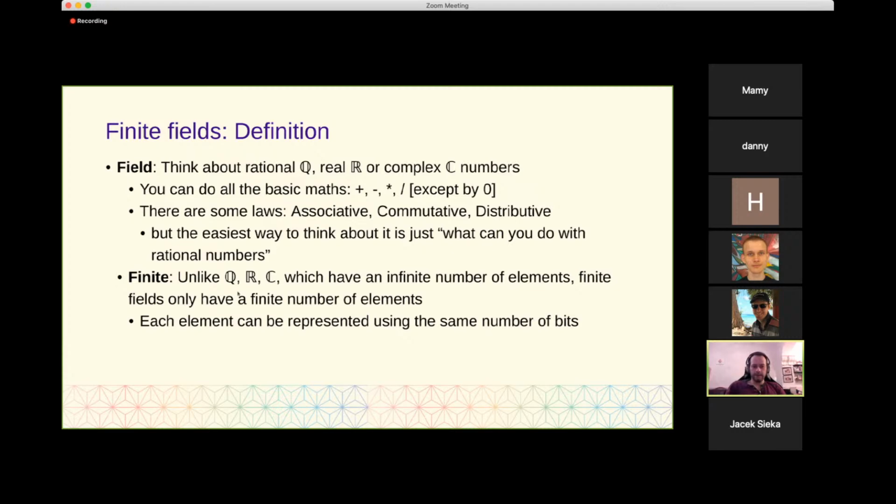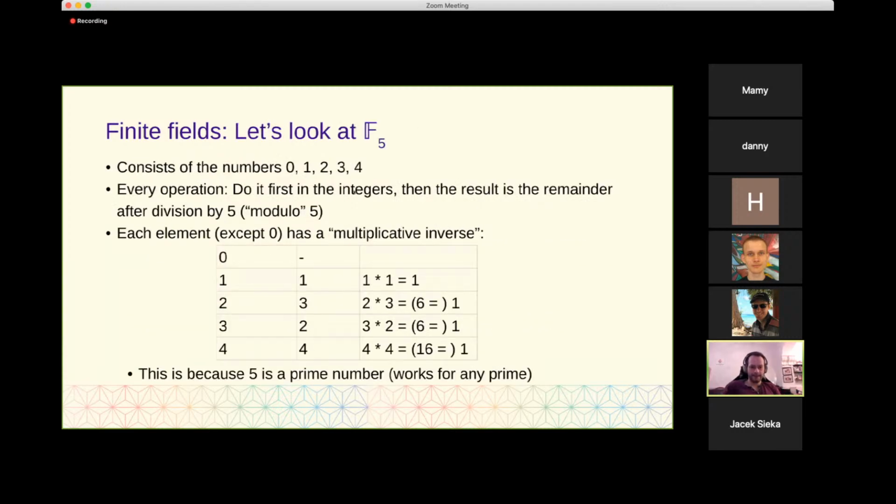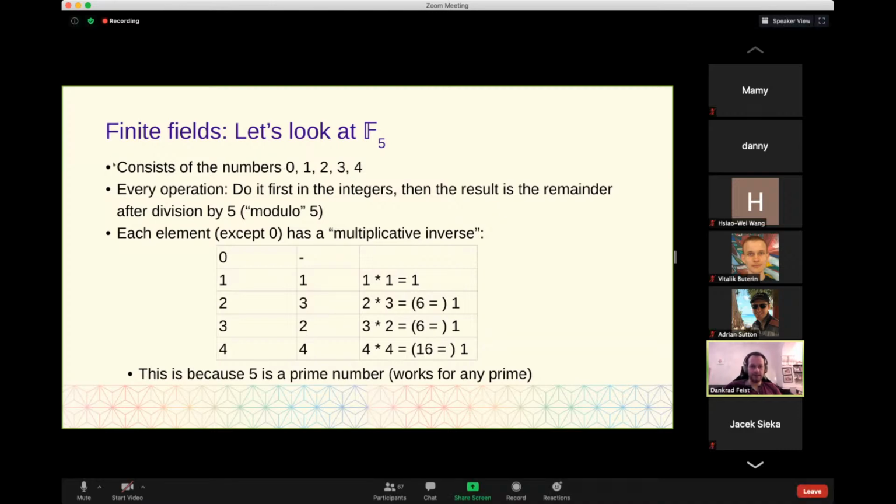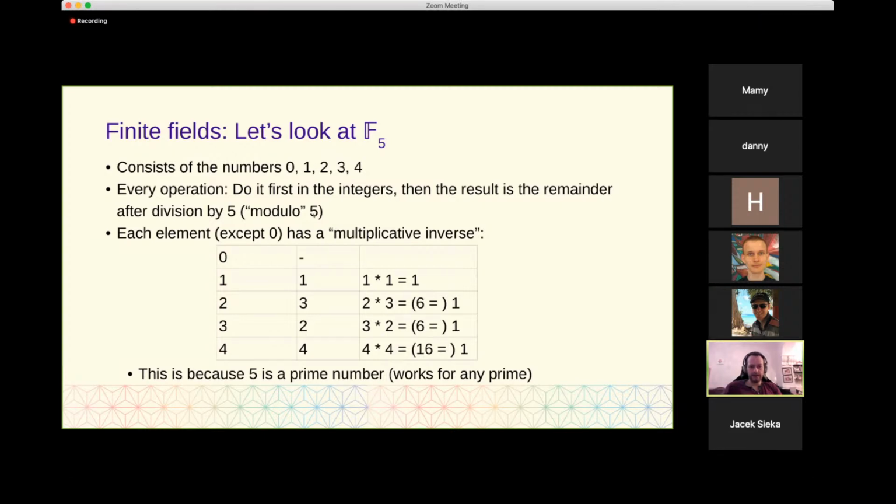And then the best way, I think, is to just look at an example. So I'm going to look at F5, which is basically the finite field that consists of the numbers 0, 1, 2, 3, and 4. The idea is that for every operation we've talked about before, to compute the result, we first just compute it using integers, and then we take the remainder after division by 5, and this remainder is the result of our computation.